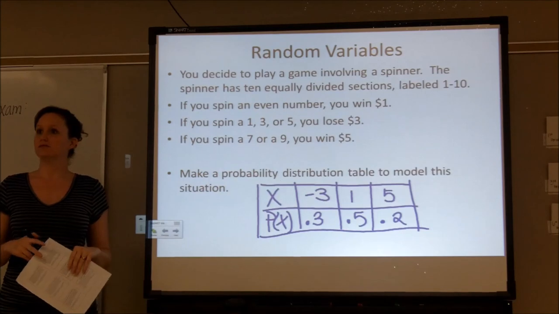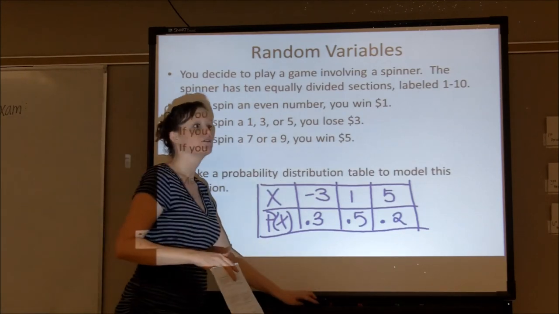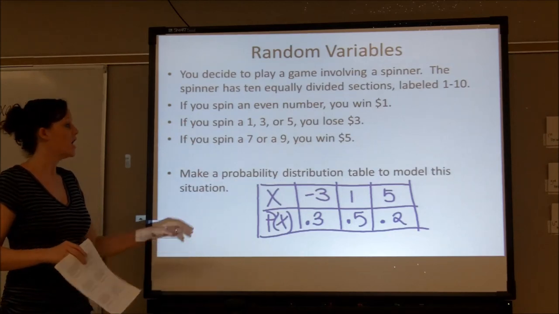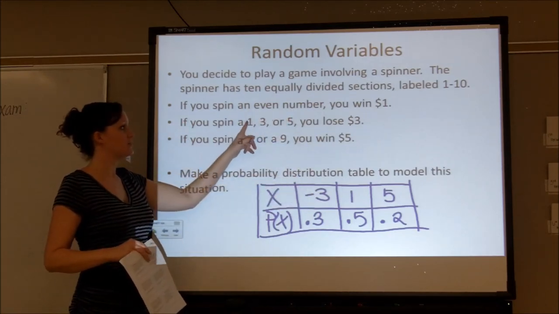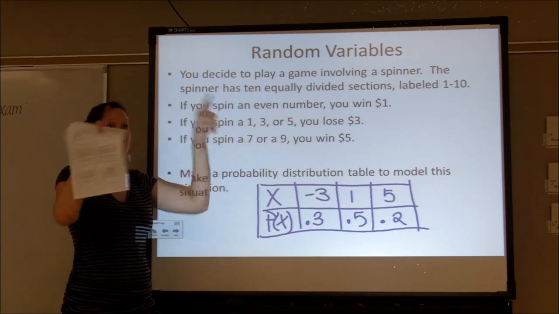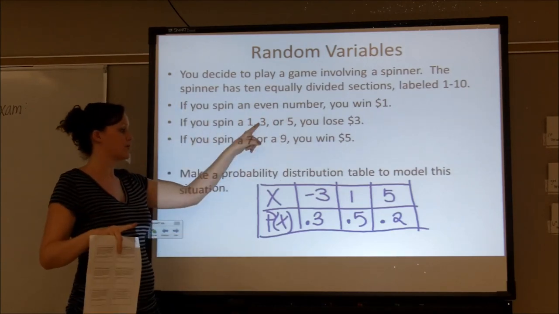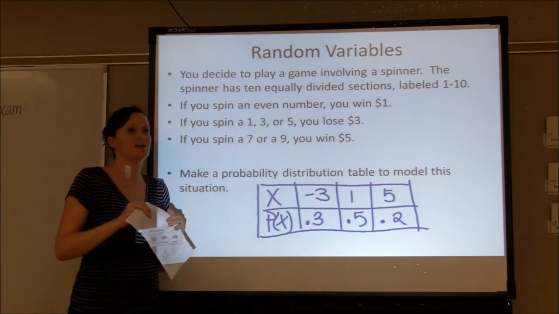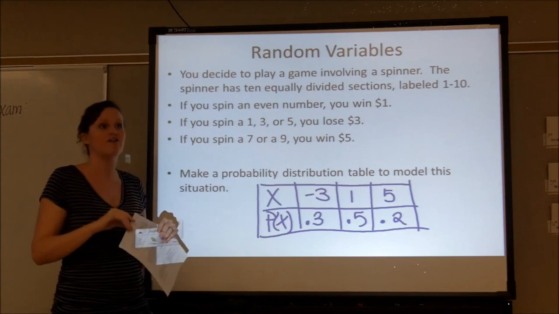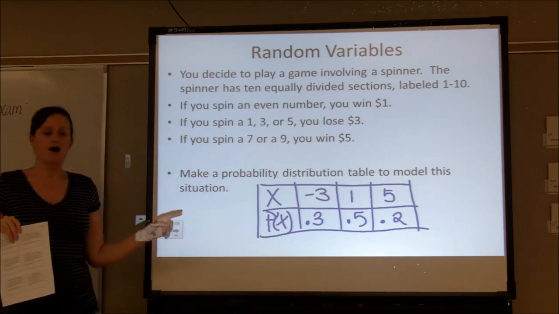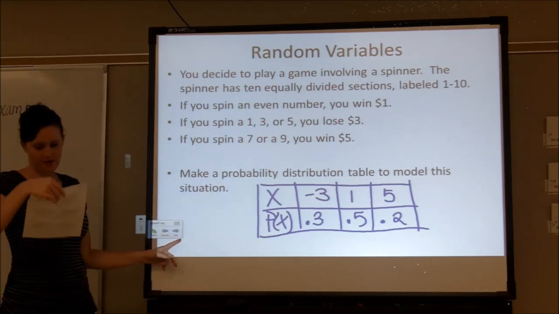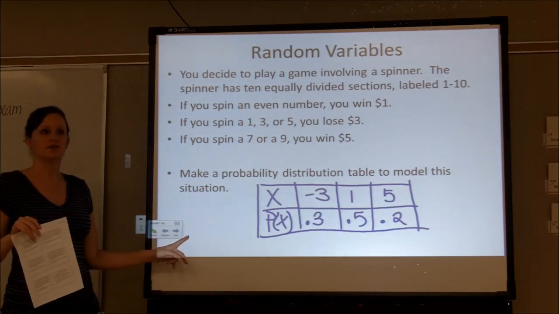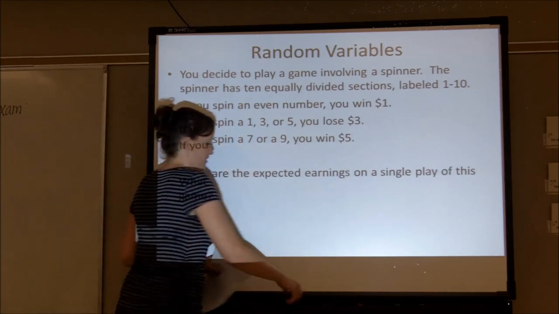So I lost $3 if I spun a 1, a 3, or a 5. But there are 10 things on the spinner, so 3 out of 10. And then I win 1 if I spin an even number, which would be 2, 4, 6, 8, 10, so 5 out of 10. Is that good? All right. I have a question on the next slide, so burn this table in your brain. Got it? I don't trust you guys.